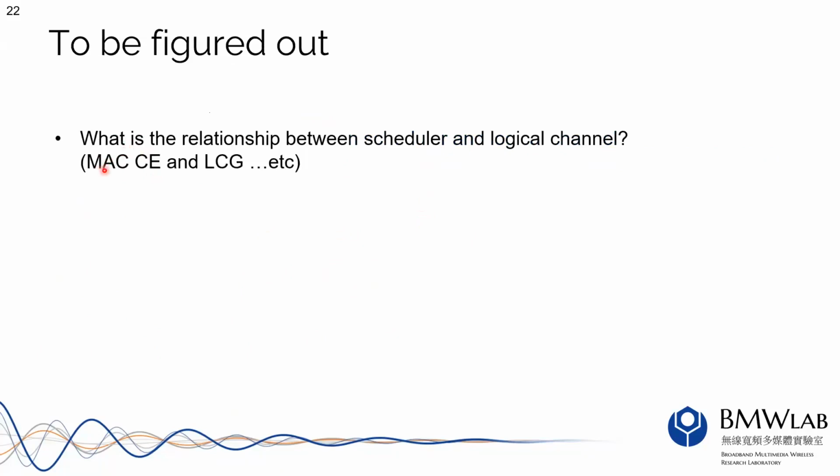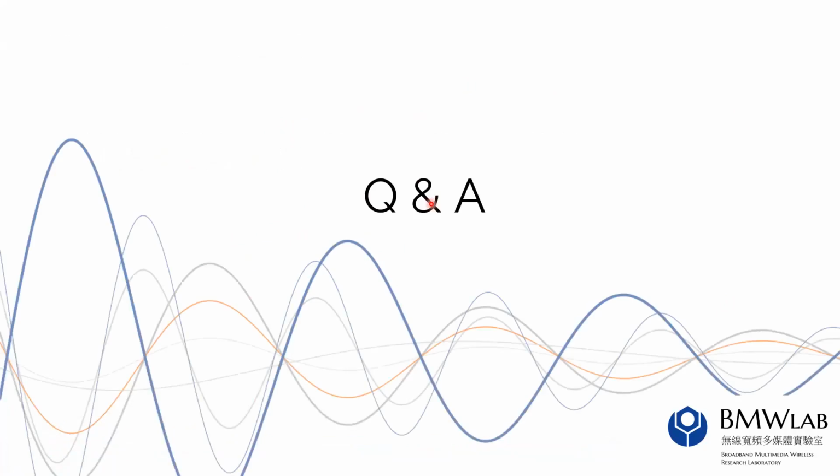Because when I just tracing the code, I can find there's a lot of definition regarding the logical channel and the logical channel ID, but I haven't found some significant document to tell me what is the relationship between the scheduler and logical channel. Yeah, like the logical channel group parameter, and so on. Yeah, and this is my presentation. Does anyone have any question?